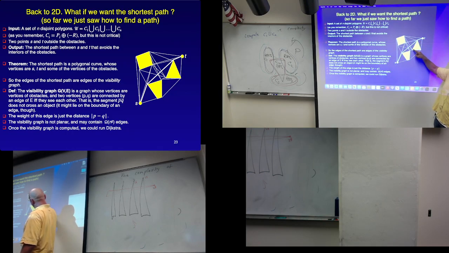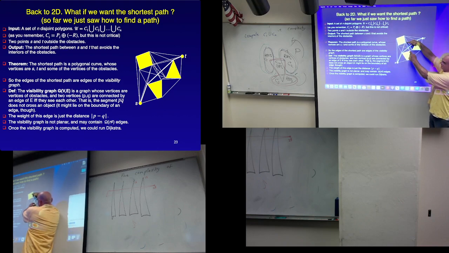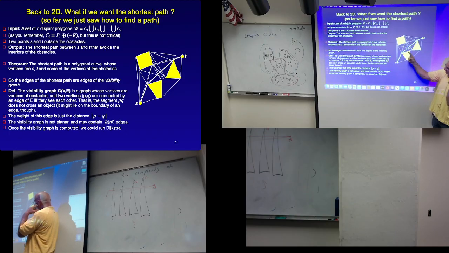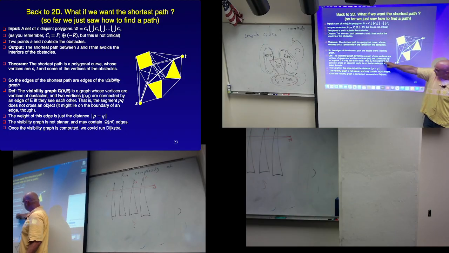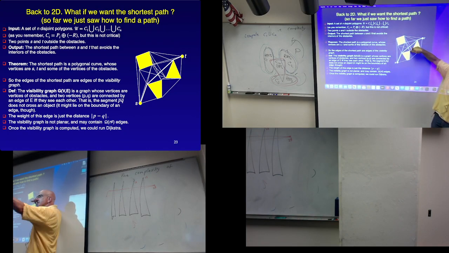The vertices of the visibility graph are all the vertices of the original obstacles. It could be two vertices of different obstacles, or two vertices of the same obstacle. That's also in the visibility graph. However, what makes an edge belong to the visibility graph? It needs to be between two vertices that see each other.